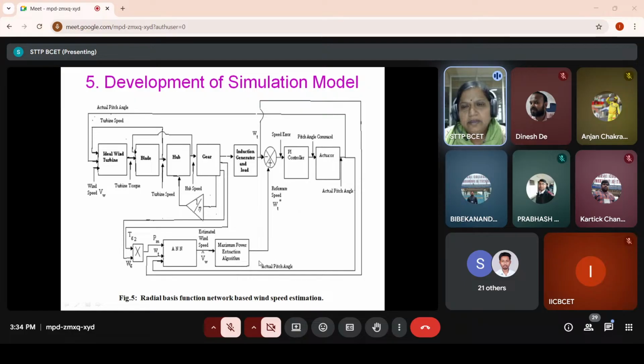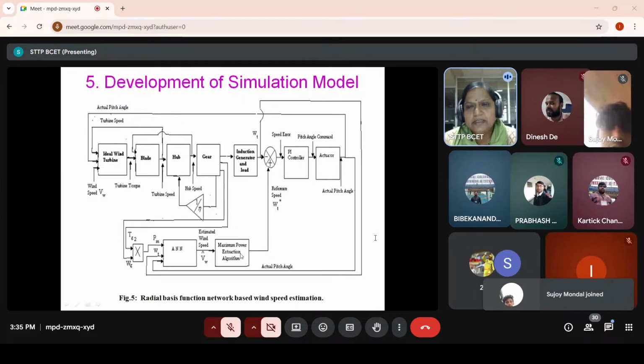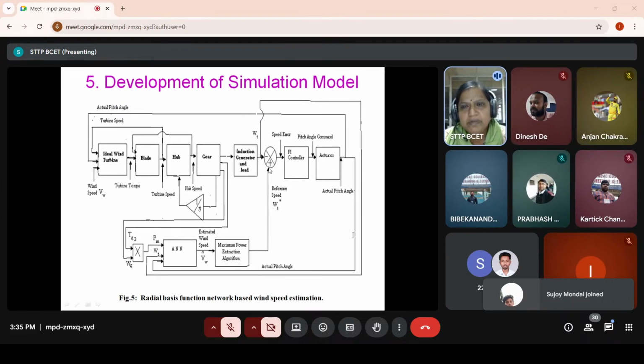And then this power is being fed over here, and then we are finding out the speed error. This is giving us a reference speed omega t star. This is omega t. So this is how we are getting the speed error.